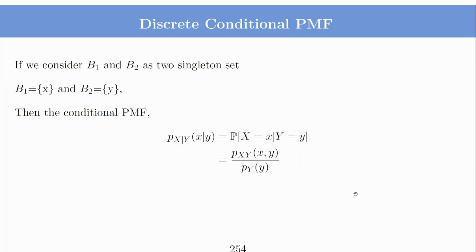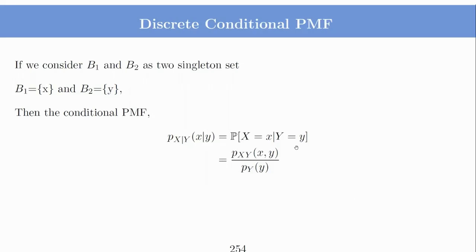So let me take a special case where both B1 and B2 are singleton sets. Normally B1 and B2 can be any Borel sets; they can be a combination of different values X can take. But for this case, let's take a simple example where B1 and B2 are both singleton sets. So B1 is made from a fixed value of x and B2 is made from a value of the random variable Y. In that case, the probability that X belongs to B1 is nothing but the probability that X is equal to x, and the event that Y belongs to B2 is just saying that Y is equal to small y.